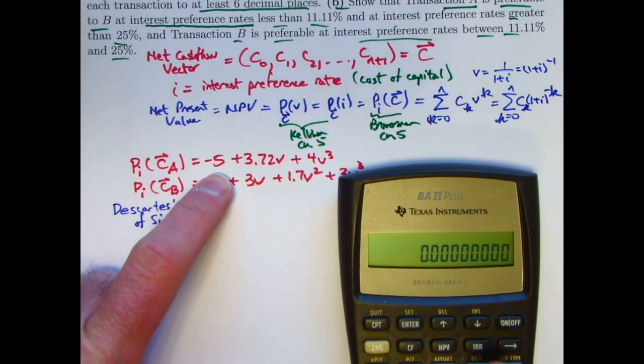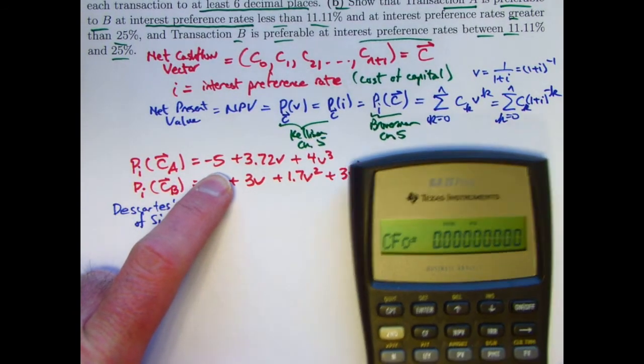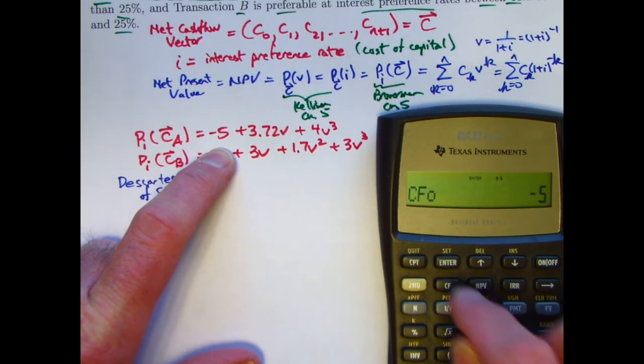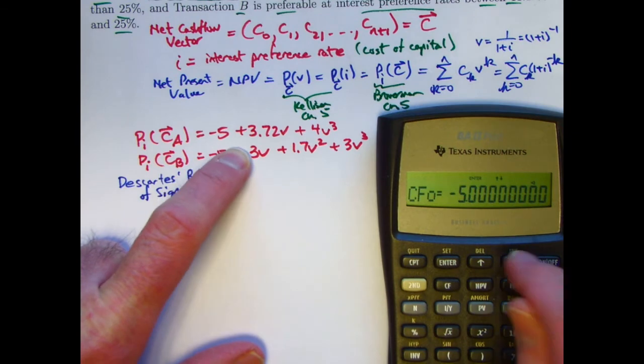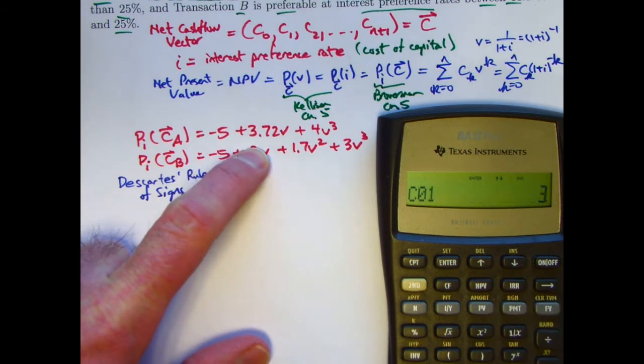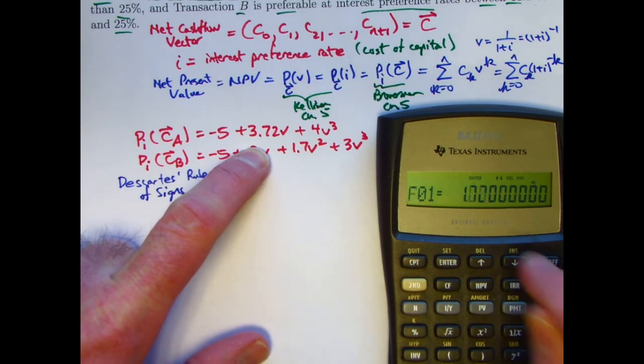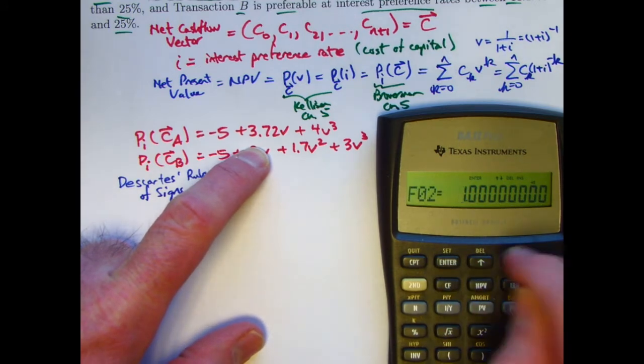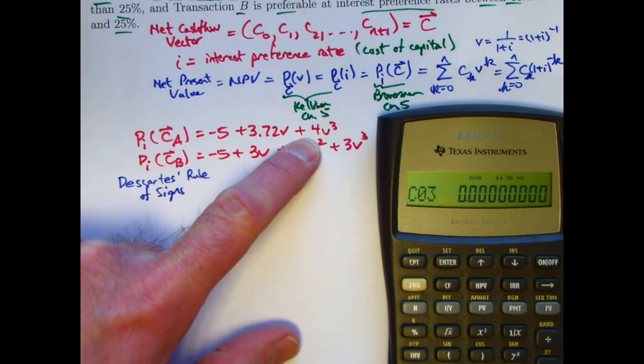So let's look first at transaction A. Go into your cash flow worksheet. -5 is at time 0. Enter that. Positive 3.72 is at time 1. Enter that. Keep the frequencies at 1. 0 is at time 2. That must be entered. And then 4 is at time 3.